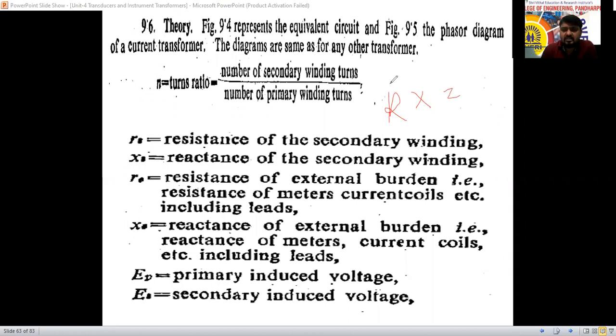R indicates resistance. Yes. Reactance, impedance. Reactance, impedance. And why?